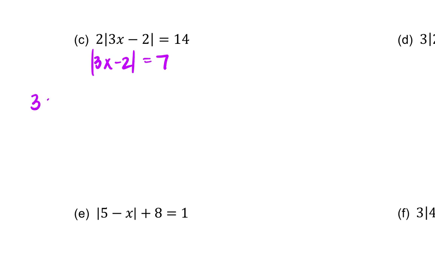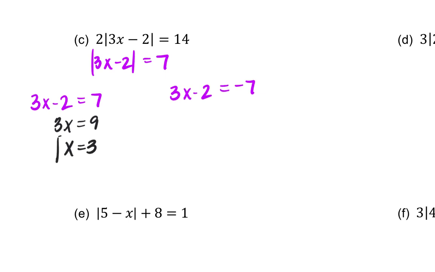So we've got 3x - 2 = 7, and 3x - 2 = -7. If I add 2, I get 9. So 3x = 9. Divide by 3, and I get 3. Add 2 again, so now I've got 3x = -7 plus 2, which is -5. Divide by 3, x is -5/3.